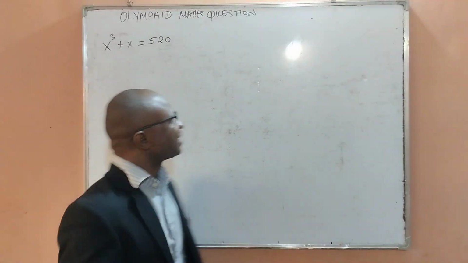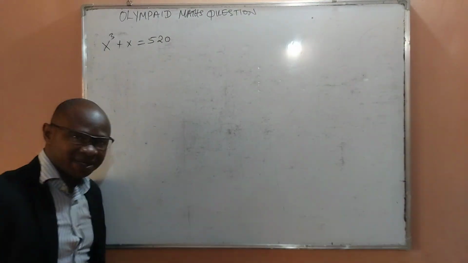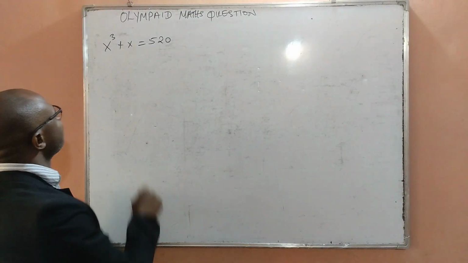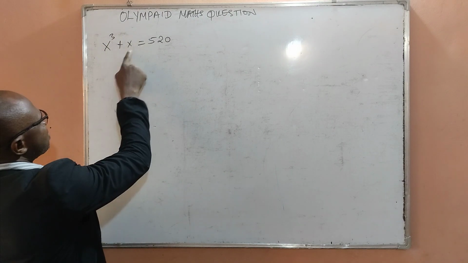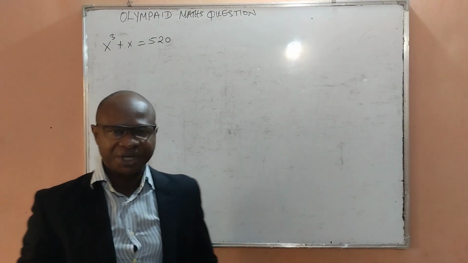In today's mathematics class, it is an Olympiad mathematics question and the question is already written on the board. x raised to the power 3 plus x equal to 520.